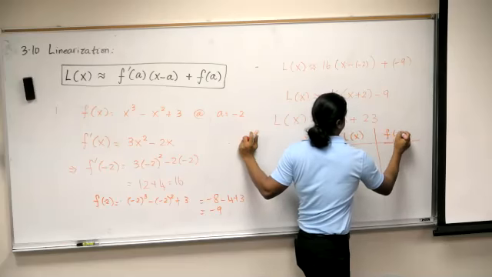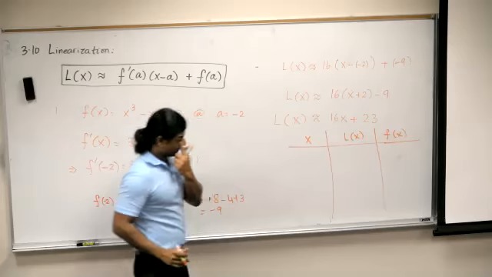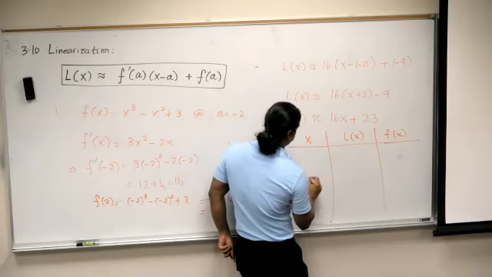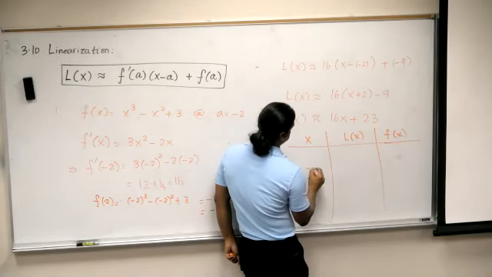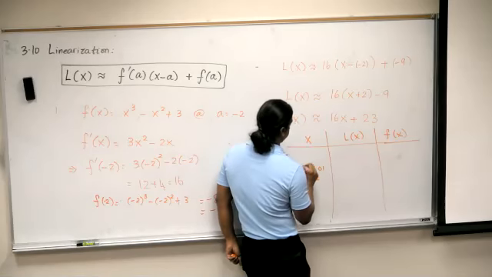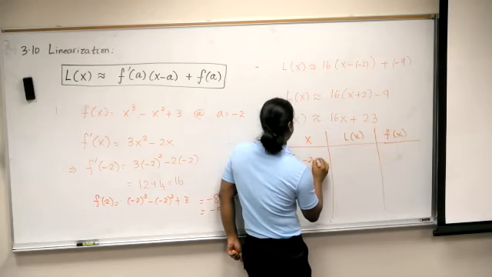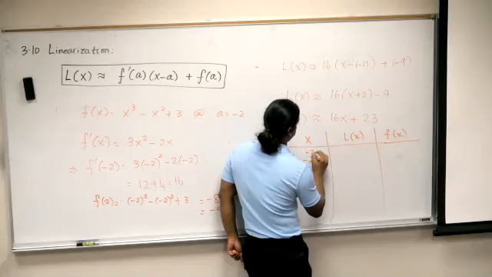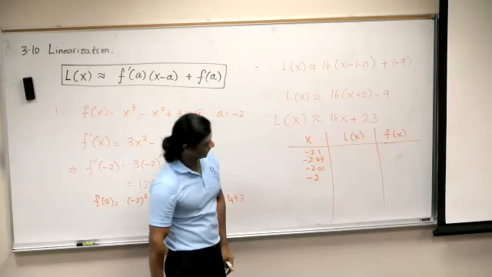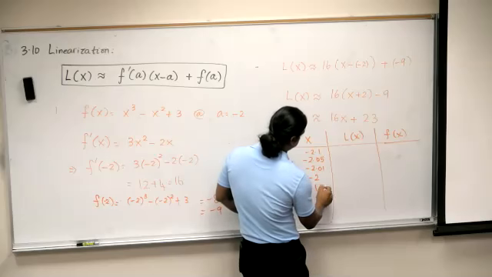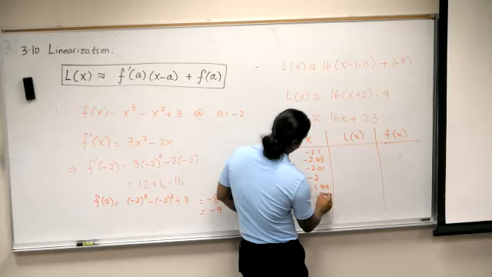Let's see, I'm going to pick a bunch of values. So we'll use a table. On this side: -2, -2.01, -2.05, -2.1. Good. And on this side: -1.99, -1.95, -1.9.